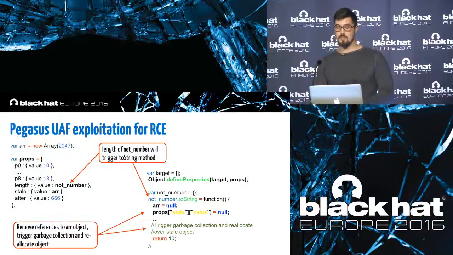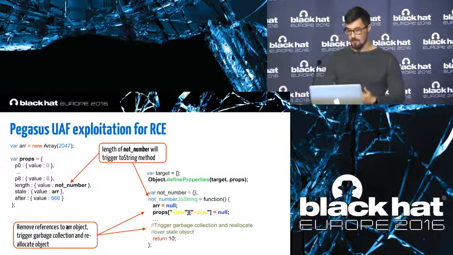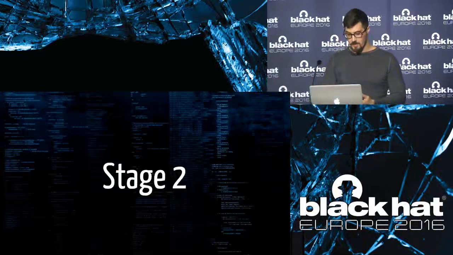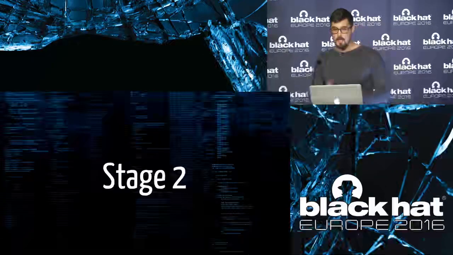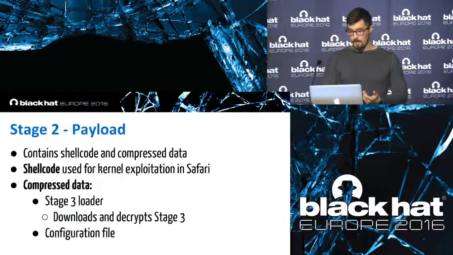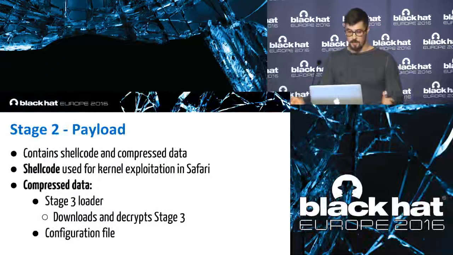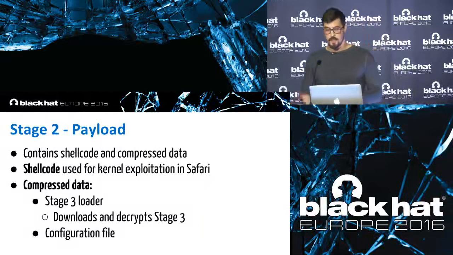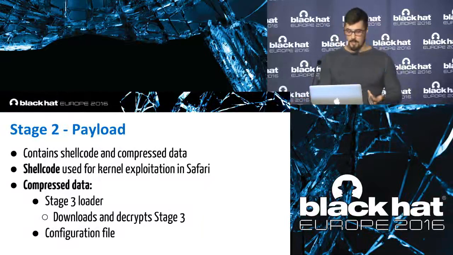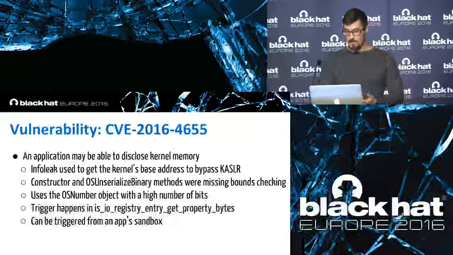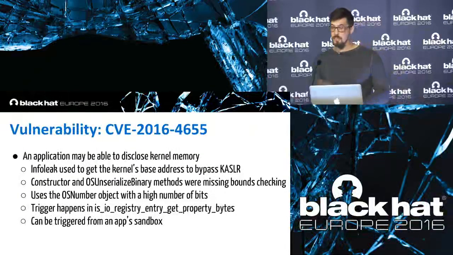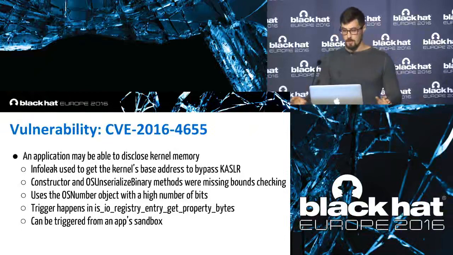So using this specially crafted use-after-free and the shellcode from stage 2, Pegasus was able to run a kernel exploit that I will talk about next. Stage 2 contains a payload which is a shellcode and compressed data. The shellcode is used for kernel exploitation in a Safari context. And the compressed data is just a loader that downloads and decrypts stage 3 and the configuration file, which contains addresses and decryption keys. One of the CVEs used is CVE-2016-4655, an InfoLeak that can be used to bypass KASLR by leaking kernel addresses.